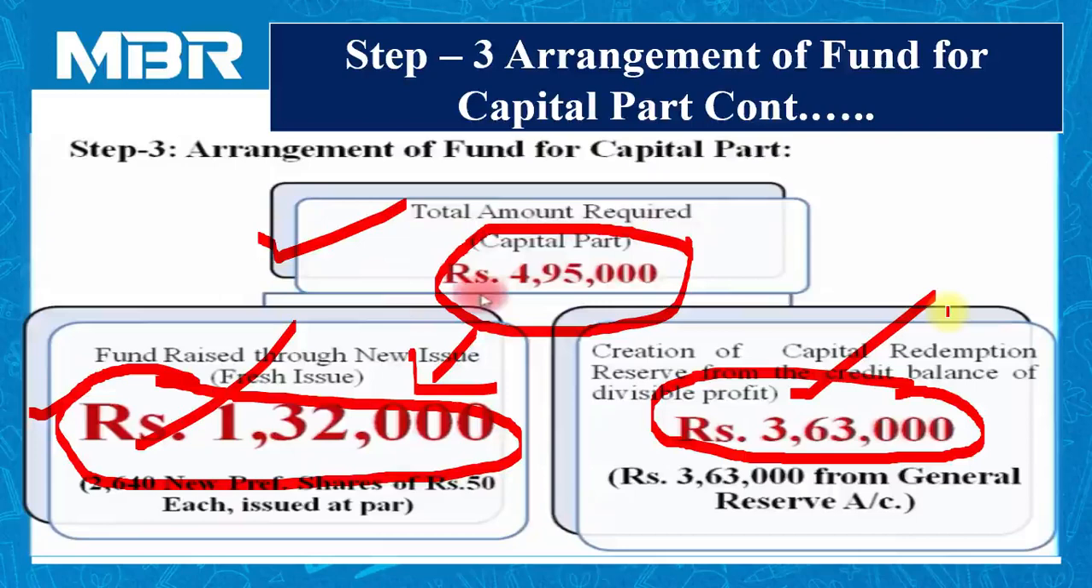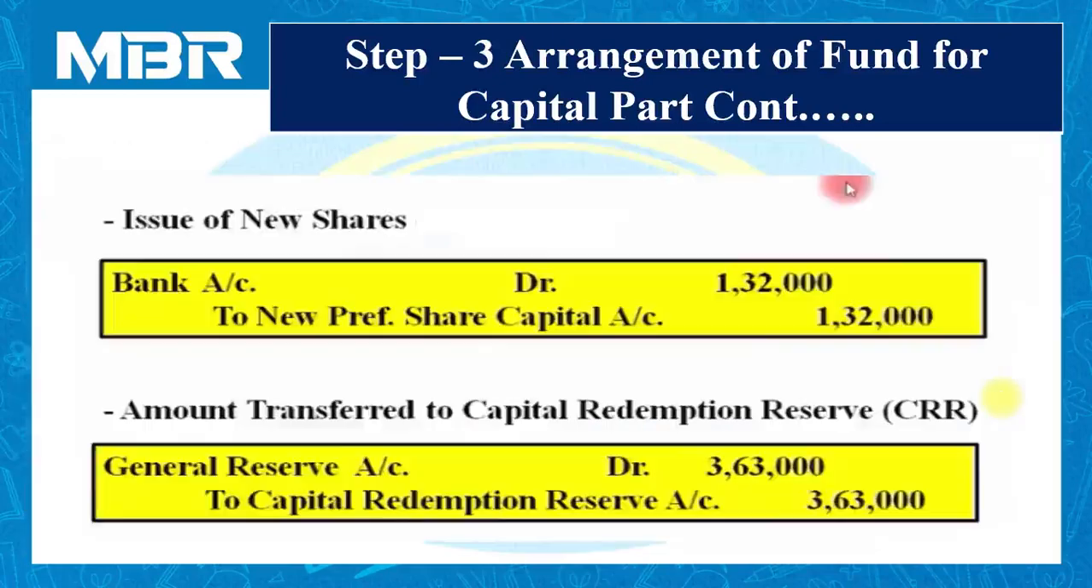For the purpose of the amount transferred to CRR, check the liability side of the balance sheet. On the liability side, we have general reserve, and the amount of general reserve is more than enough to meet our requirement. So we have transferred rupees 3,63,000 from the general reserve account to the capital redemption reserve, that is, the CRR account. Now step number 3 comes to an end. So let us pass the journal entries for step number 3.